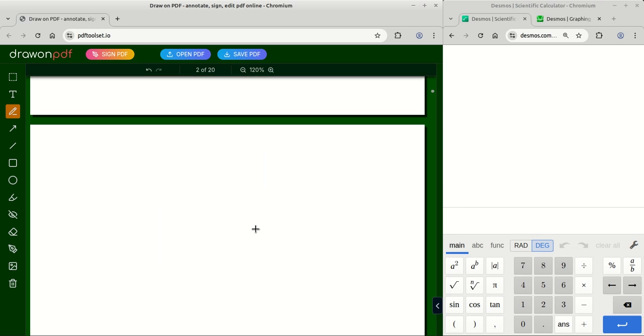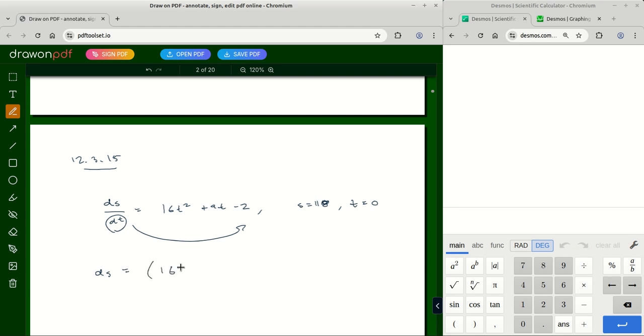Next one. I've got 12.315. ds/dt is equal to 16t squared plus 9t minus 2. And they give us an initial condition of s equal to 118 when t is equal to 0. So this is not any different than any of the other problems we've already done. Move it to the other side, and then I can now integrate both sides.